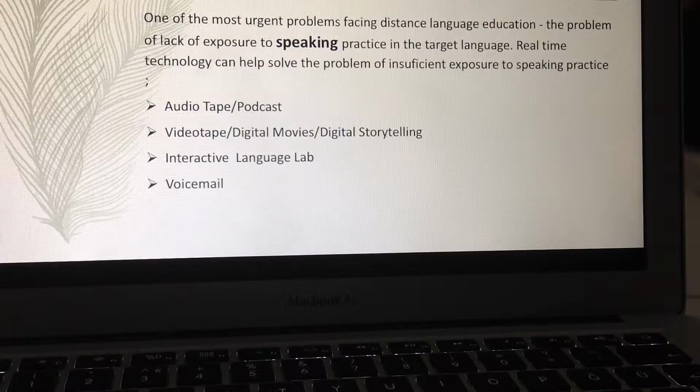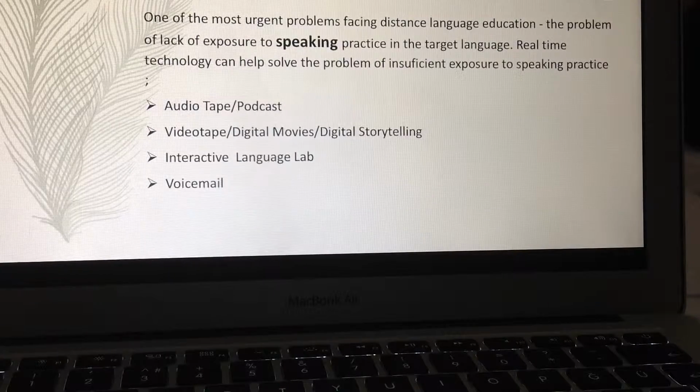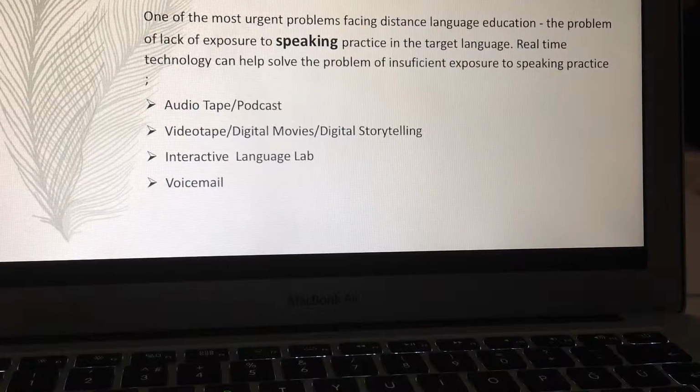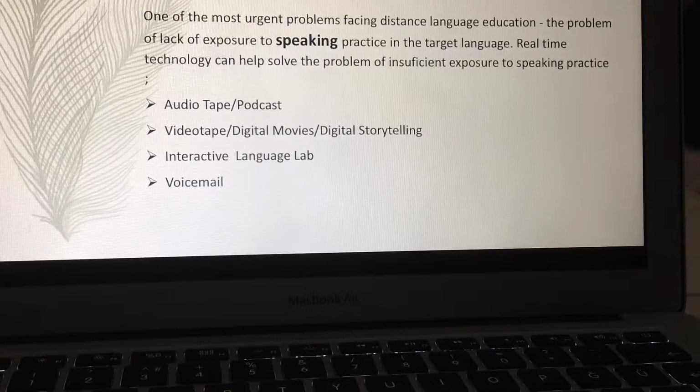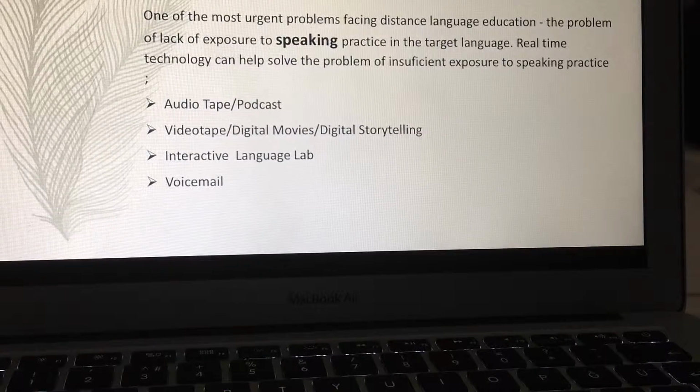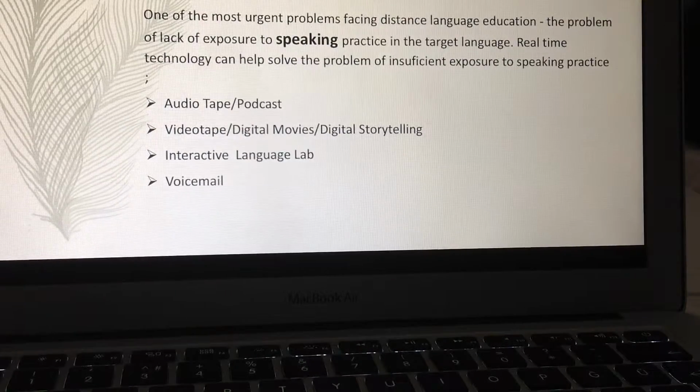One of the most urgent problems facing distance language education is the problem of delayed exposure to speaking practice in the target language. Real-time technology can help to solve the problem of insufficient exposure to speaking practice. Audio tape, broadcast, videotape, digital movies, digital storytelling, interactive language lab, voicemail.